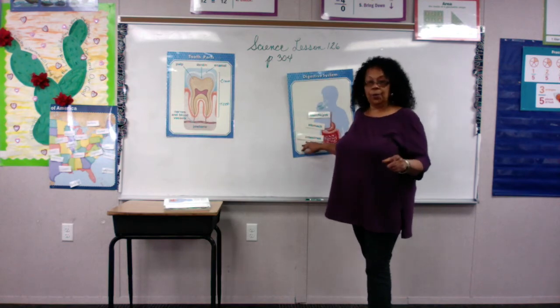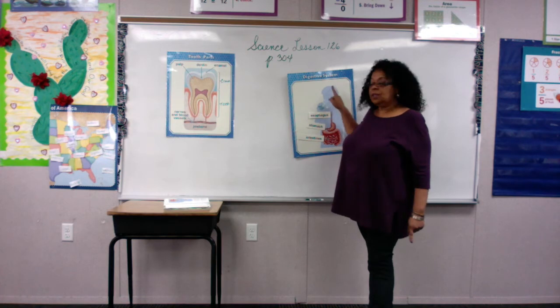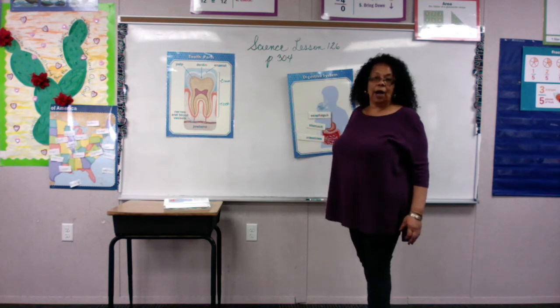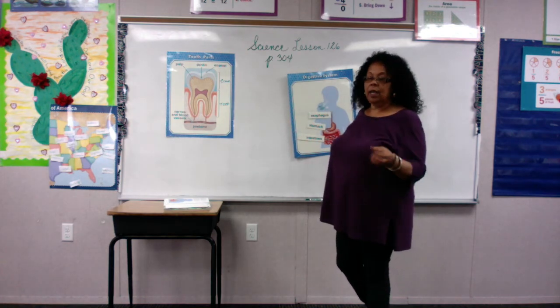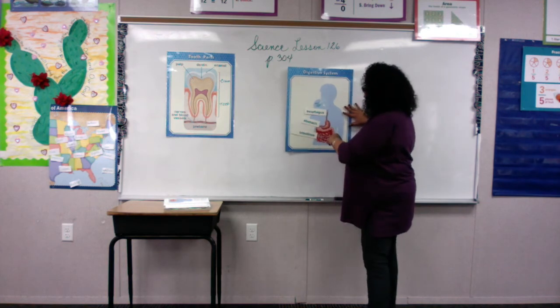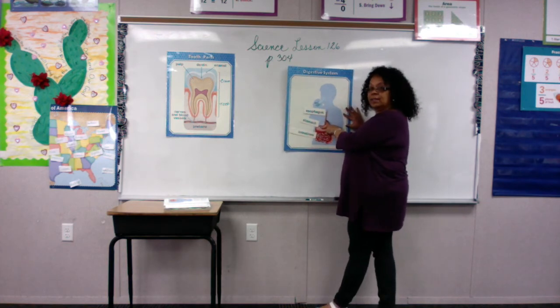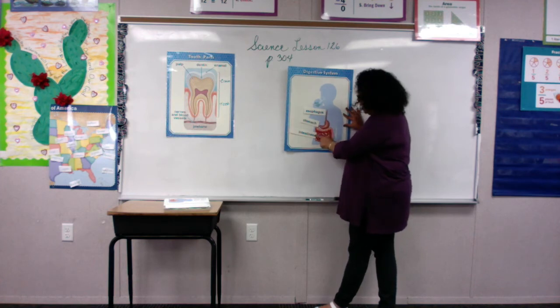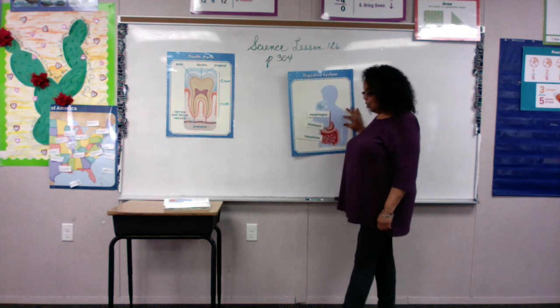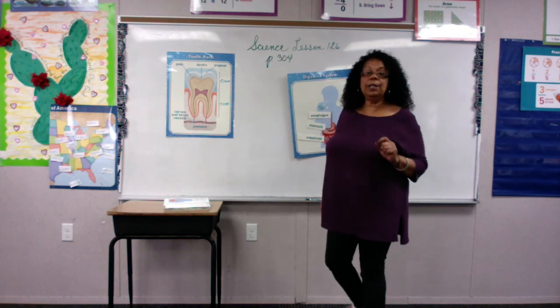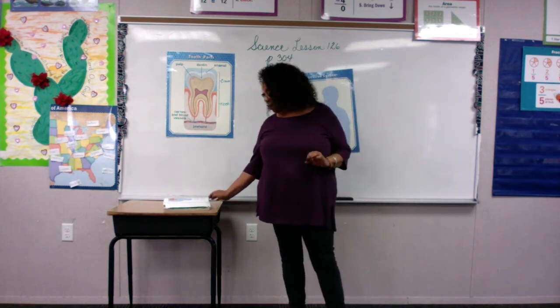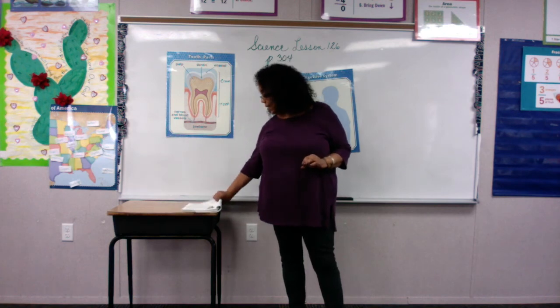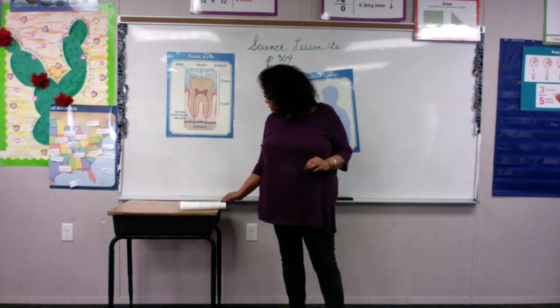So let's review. Your digestive system starts in your mouth by chewing. We need to chew. Then it goes down your esophagus, not your windpipe, into your stomach, and then through your intestines. Very well. I need you to complete the reading and the comprehension check that is on page 307.